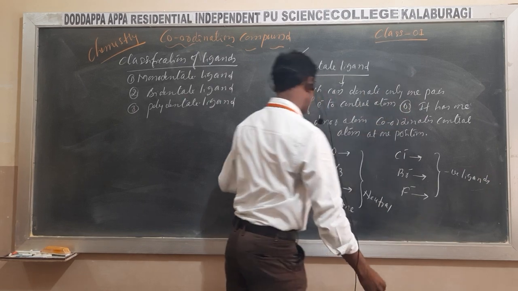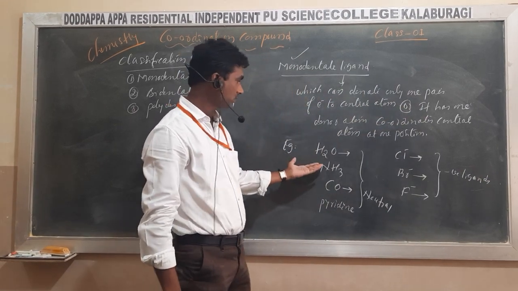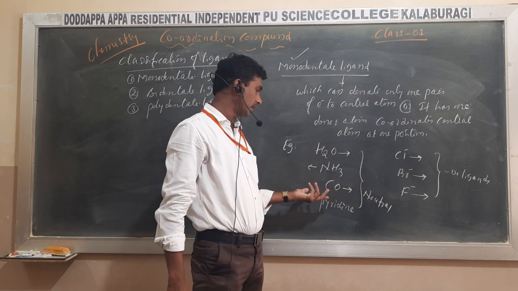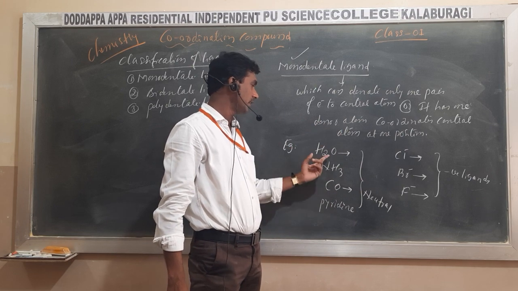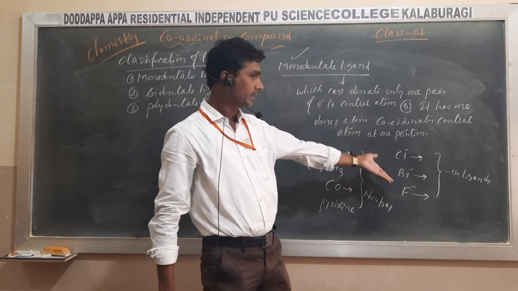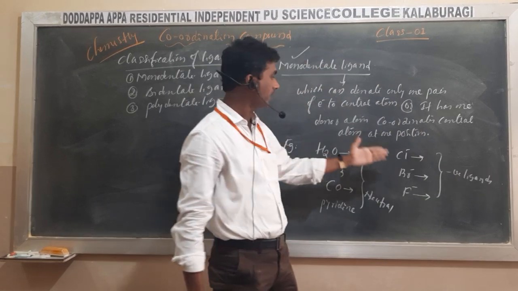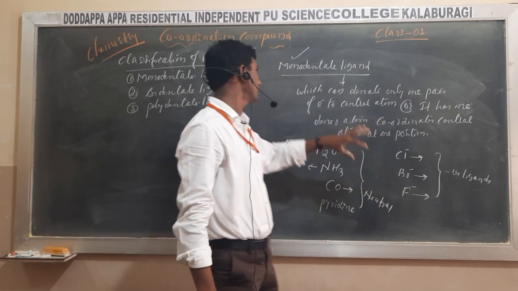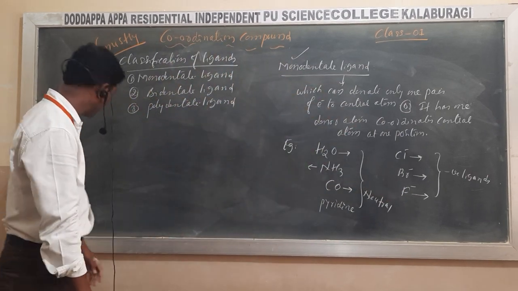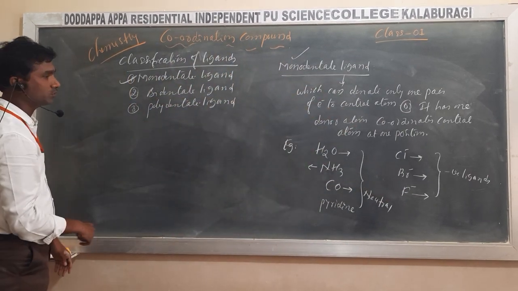In the examination, one more question: give an example of neutral monodentate ligand. Out of these, anyone you have to write down. Or give an example of negative monodentate ligand. You write chloride, bromide, or fluoride. So monodentate ligand is over.